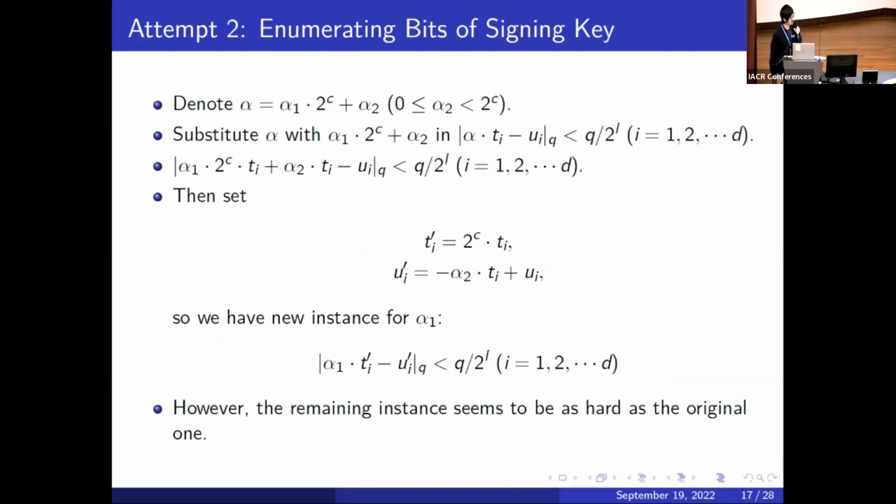Attempt 2 is: following the ideal Bayesian Bleichenbacher attack, can we enumerate some bits of the signing key and improve lattice attacks? For example, we denote alpha equals alpha 1 times 2 to the c plus alpha 2. Then we substitute alpha with this in the inequalities, and we get a new instance for alpha 1, which is some most significant bits of alpha. However, the remaining instance seems to be as hard as the original one for lattice attacks, which also means that it's not quite meaningful.